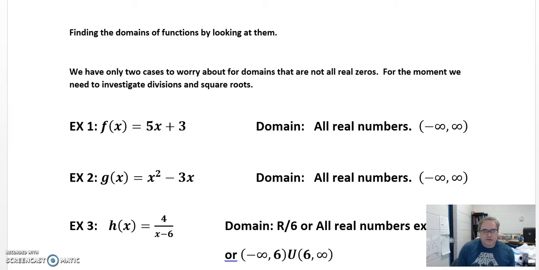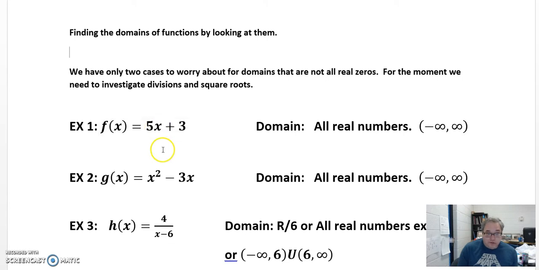Okay, this video is about finding domains by just looking at the function equations. And we don't want to overcomplicate this. There's only a few cases, like two, where we have to worry about domains not being negative infinity to infinity, or all real numbers. So when I look at this first case, is there any number I can put in for x where I get division by 0 or square root of a negative number? Because those are the two things we have to worry about.